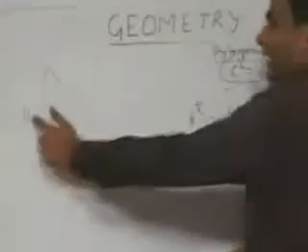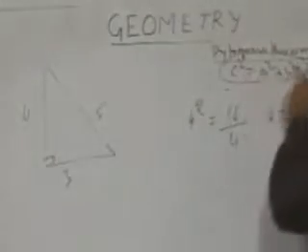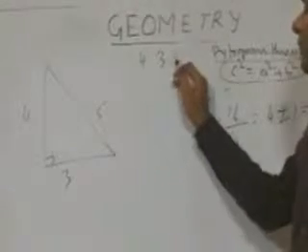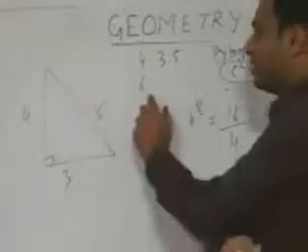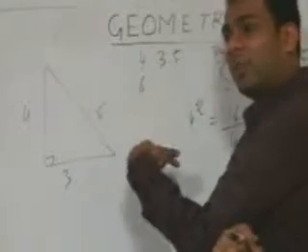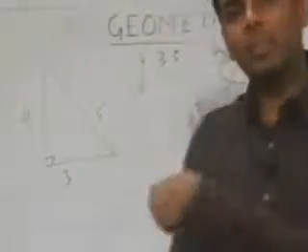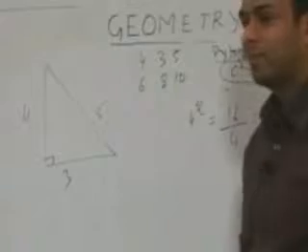So if one of the sides is 4, the others are 3 and 5, and remember it will always satisfy this condition, C square equals A square plus B square. So one of the standard triplets we are getting is 4, 3, 5. Similarly, if you take one of the sides as 6, 6 square is 36, 36 by 4 is 9, plus minus 1. 9 plus 1 is 10, and 9 minus 1 is 8. So here we can say that it is 6, 8 and 10.